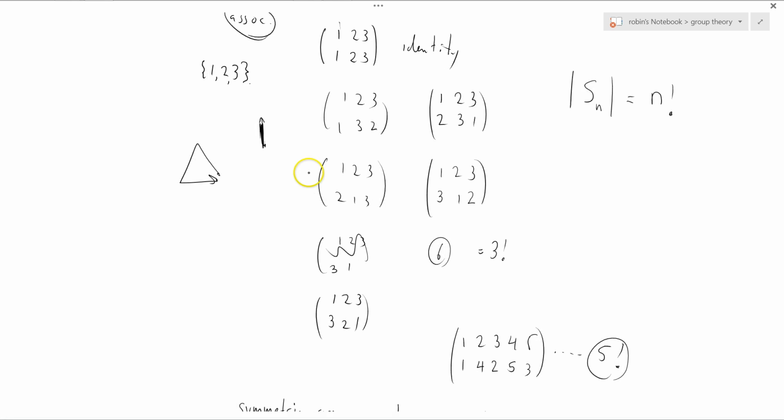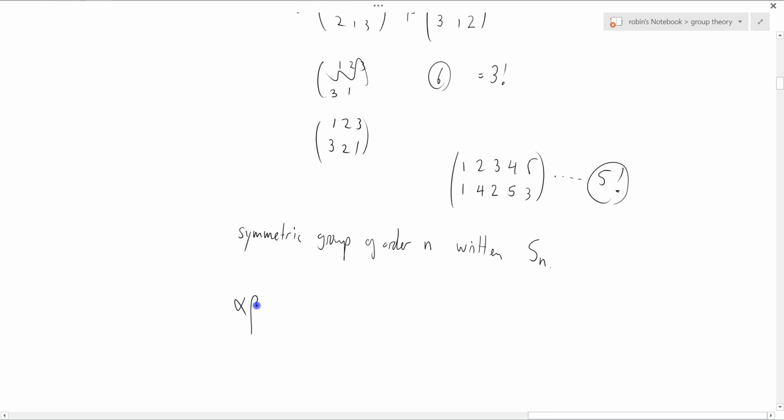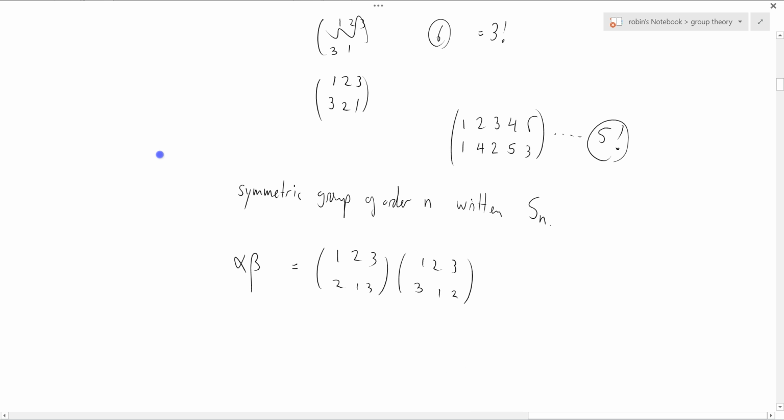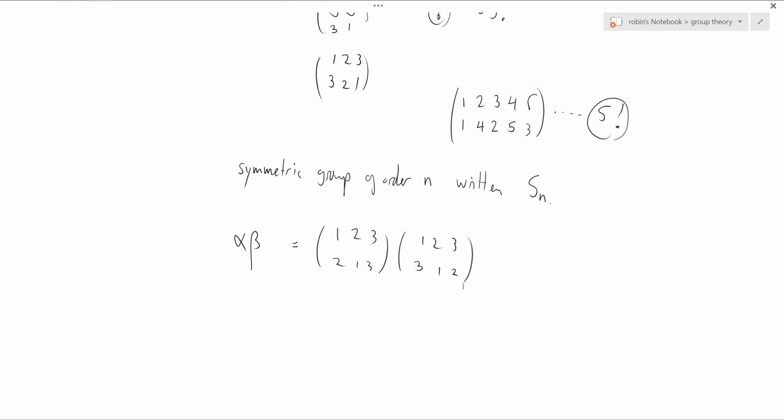I'll just stop. I'm going to call that one alpha, and I'm going to call this one beta, and I'm going to work out what alpha beta is. Now, what was alpha again? 1, 2, 3, 2, 1, 3, composed with beta, which is 1, 2, 3, 3, 1, 2. So we defined alpha beta of x to be alpha of beta of x.